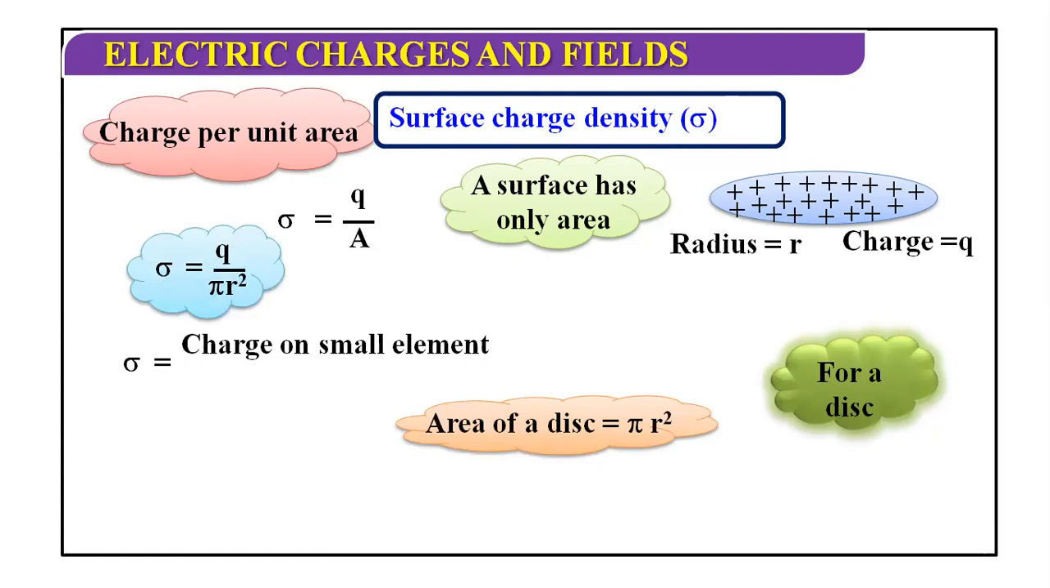Now, if I break this disk into small elements, how will I define my sigma? Sigma is equal to charge on a small element over the area of the small element. So sigma is equal to dq upon dA. I take a small area element of this disk, and every small area element is represented by dA, and on every dA we have a small charge dq. So surface charge density over a very small element of the disk can be written as sigma equal to dq, the small charge on the small area element dA.